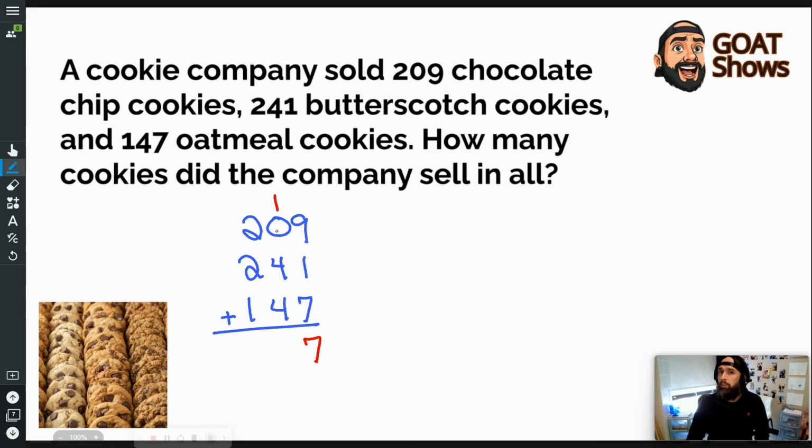1 plus 0 is 1. 1 plus 4 is 5. 5 plus 4 is 9. Write out your 9. Carry the 1. 1 plus 2 is 3. 3 plus 2 is 5. 5 plus 1 is 6. 697. So the question is asking, how many cookies did the company sell in all? The company sold 697 cookies.